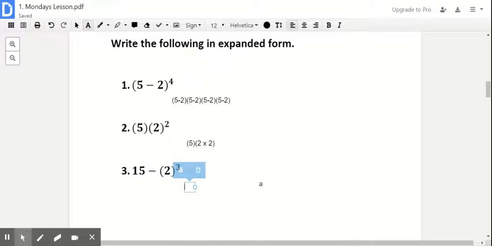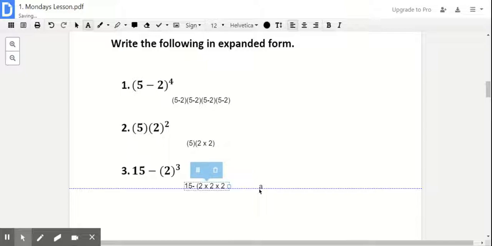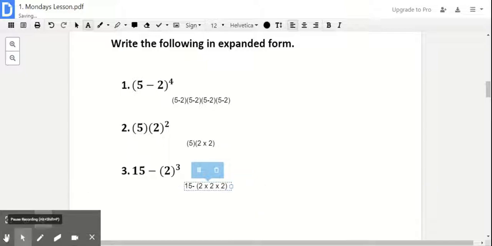Lastly, let's do the next one for guided practice. We have 15 minus 2 to the third power. So what should we do here with this 2 to the third power? Exactly. This is the one that is going to be in the expanded form portion. So how many times should we multiply 2 to itself? 3 times. Okay, so your guided practice here is complete.